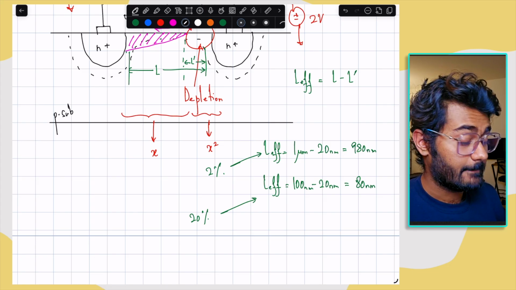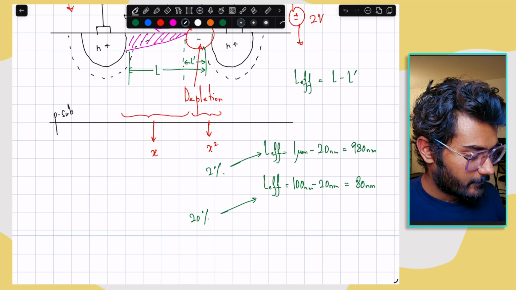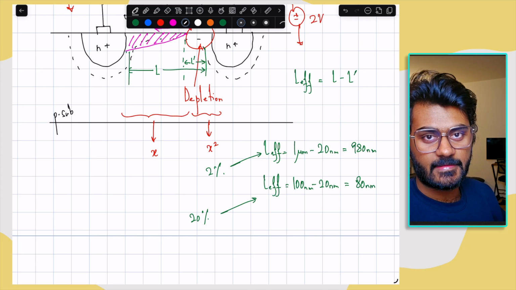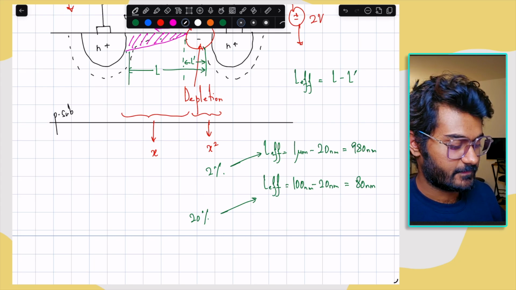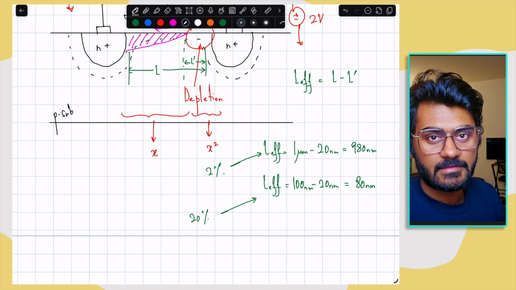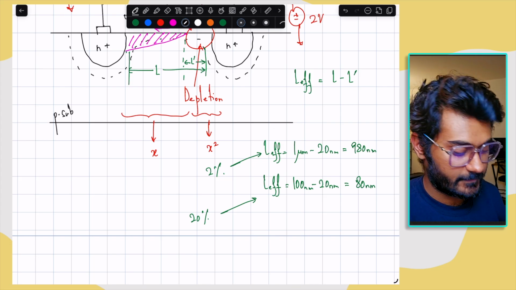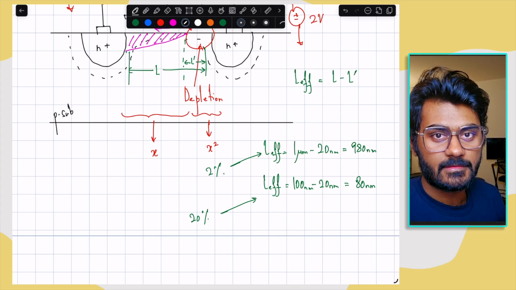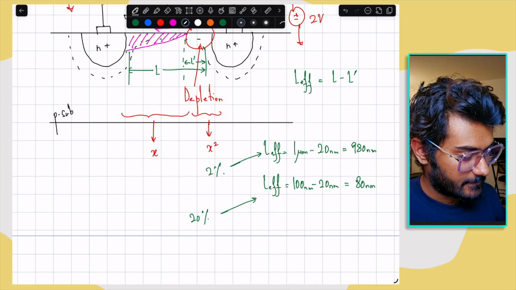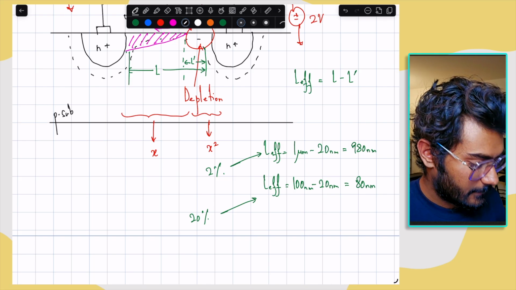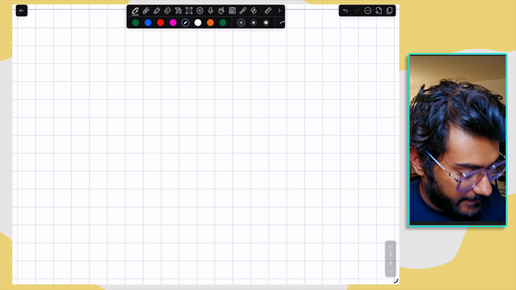Now let's look at the impact it has on circuit design. In order to do that, we first have to understand the IV characteristics of a MOS transistor, basically how channel length modulation affects the IV characteristics of MOS transistors. Particularly, we are interested in the output characteristics, that is the ID versus VDS curve. So in an ideal MOS transistor, this is what we expect.